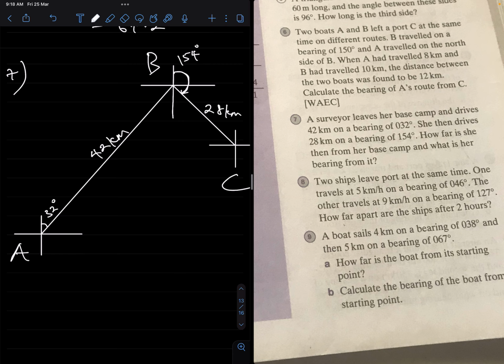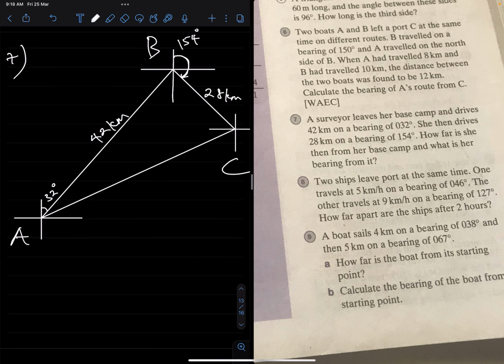She started from A and went to B, and then from B to C. Now the question is, how far is she then from her base camp, and what is her bearing from it? So that simply means, what is the distance AC and the bearing of C from A? First of all, let me find that distance. Let's call it small letter b. If this is 32 degrees, this will of course be 32 degrees too.